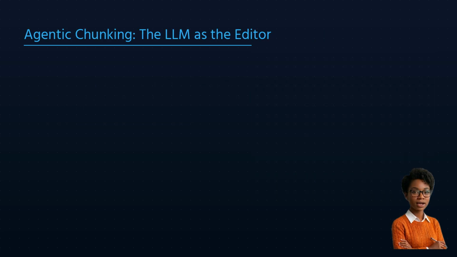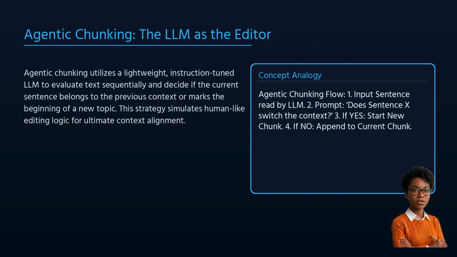Now let us touch on the absolute cutting edge, agentic chunking. In this approach, we do not rely on fixed character limits or embedding similarity thresholds. Instead, we use a prompt-driven LLM as a highly intelligent editor. The LLM reads the document line by line. For each new sentence, the model is asked, does this sentence continue the concept discussed above, or is it a transition to a new topic?